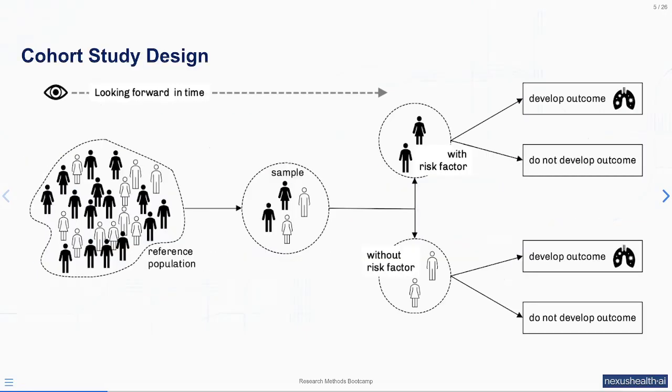Recall a cohort study design, wherein we take a sample from a reference population and we follow them through time, beginning at a baseline where we measure those who have the risk factor and find out those who have and those who do not have, and then we follow them through time to see those who develop the outcome and those who do not develop the outcome.